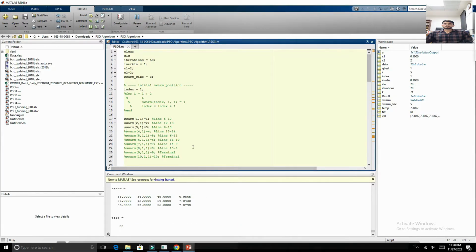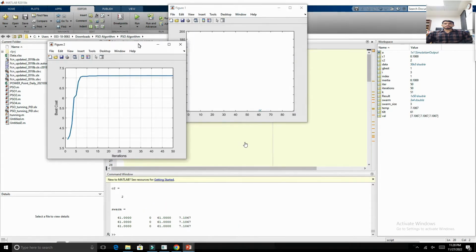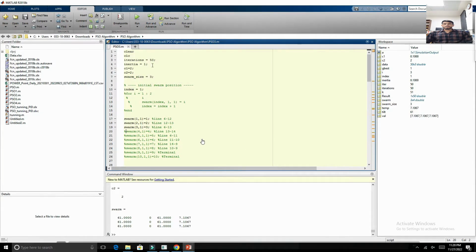Code is running. We can see that the swarm is converging. Okay, the swarm is converging now. Let's see what the value of beta is. Beta value is 61. So it means that for 20 January 2022, 61 degrees is the best angle.